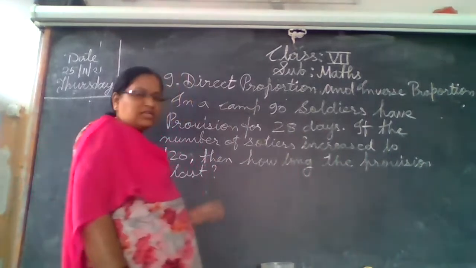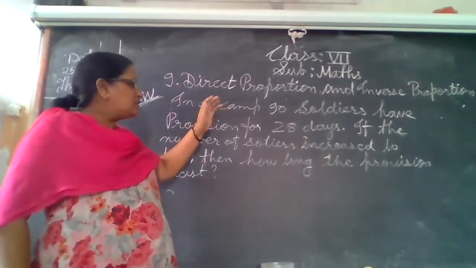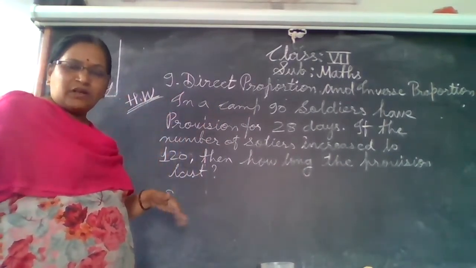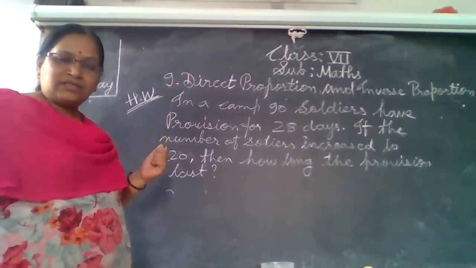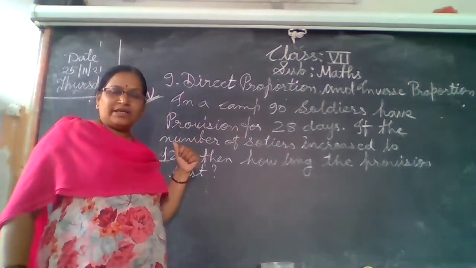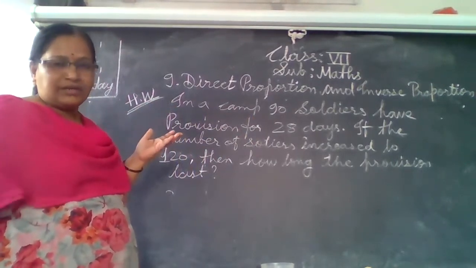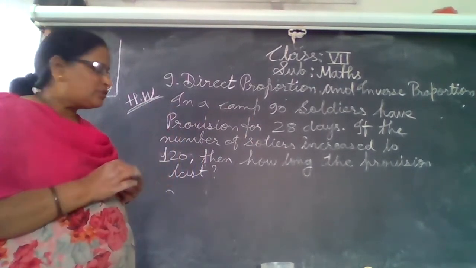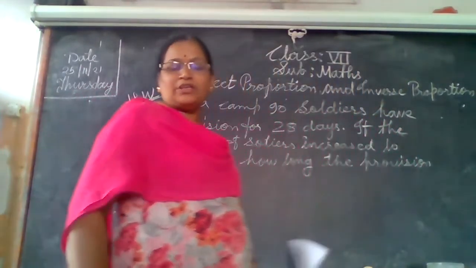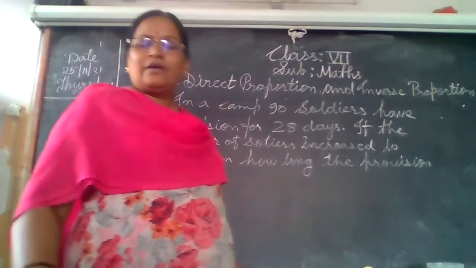So children, this question is the same as the previous question. Got it, beta? Soldiers and days, so it is food and days. The more the men, the less the food stock lasts in days, and the fewer the men, the more the days. They are just opposite to each other. So you have to solve this question using inverse proportion. Got it, beta?